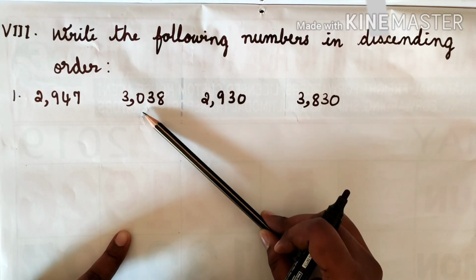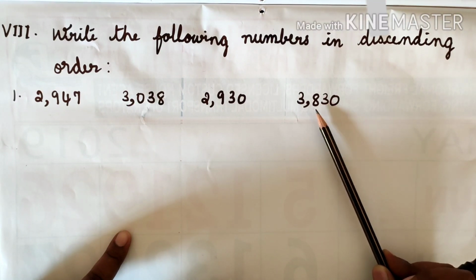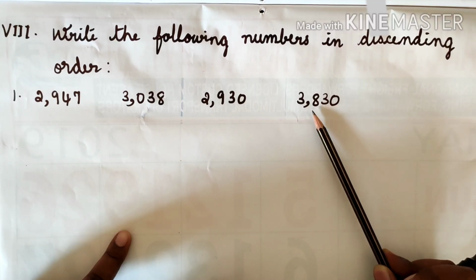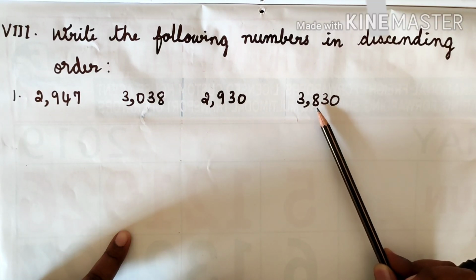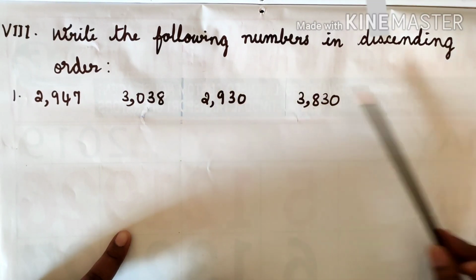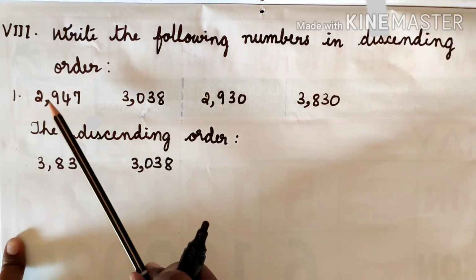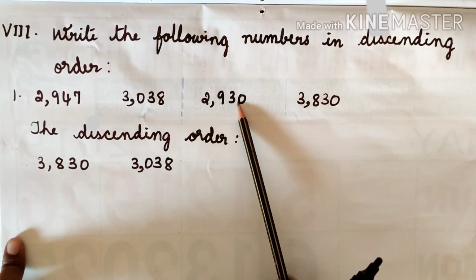We have to compare hundreds. We have 0 in hundreds place, 8 here in hundreds place. So which is the biggest? Out of 0 and 8, 8 is the biggest. So we have to write this number first and this comes second. Next compare the numbers with 2 in thousands place, this and this number.